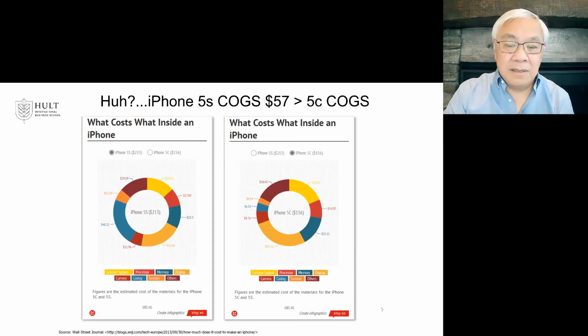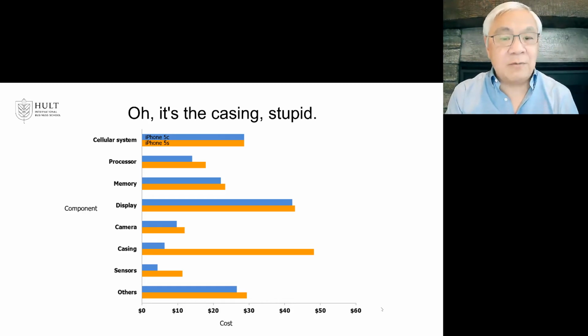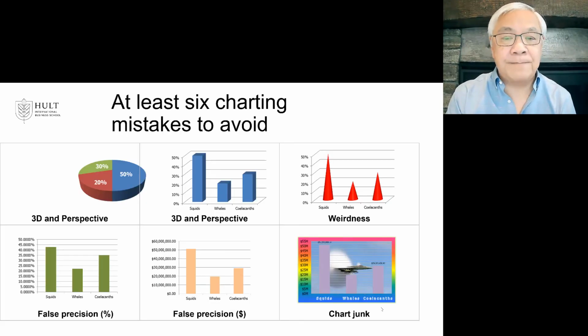So here, what is that? I mean, you couldn't tell. It's the same data, by the way. What is the difference in the cost of making the 5S versus a 5C? The answer is the casing. So this particular graph tells the story of what you want to tell. It doesn't show the total cost or other composition of cost for a phone. We're trying to figure out what is the difference in the cost and what's driving the difference in the cost between the 5C and the 5S.